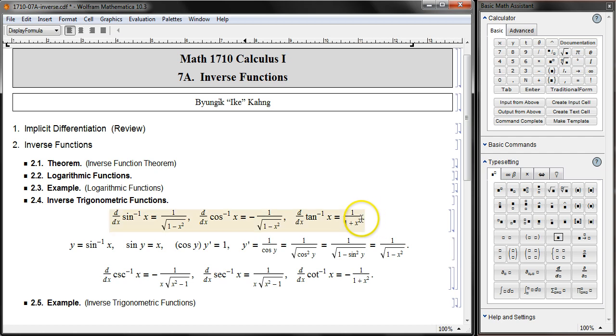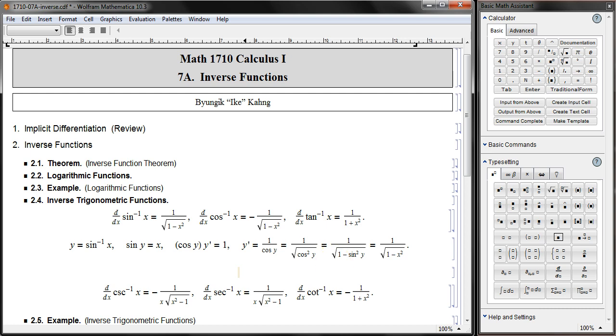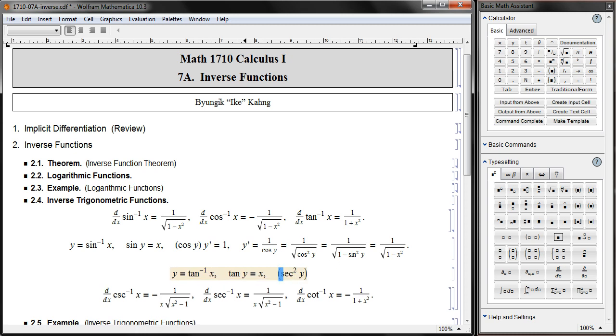I said this was a little bit important too, so let's talk about that one too. Again, as briefly as possible. Let's say y is inverse tangent of x, and that's equivalent to tangent of y is equal to x. Here we take the derivative implicitly, so derivative of tangent is secant squared, and then times y prime is equal to derivative of x with respect to x, which is 1.